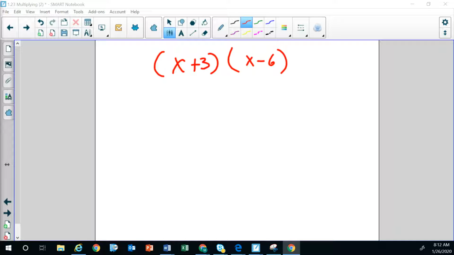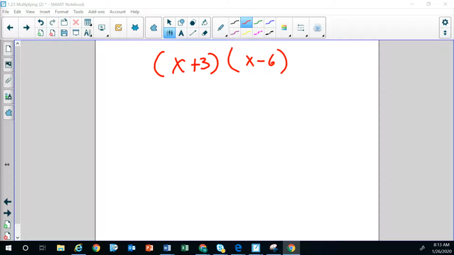Guys, so we're going to multiply polynomials. In this case, we have two binomials. We're going to multiply them. Now, quick review. When we multiply variables, we multiply the coefficients, but we add the exponents.